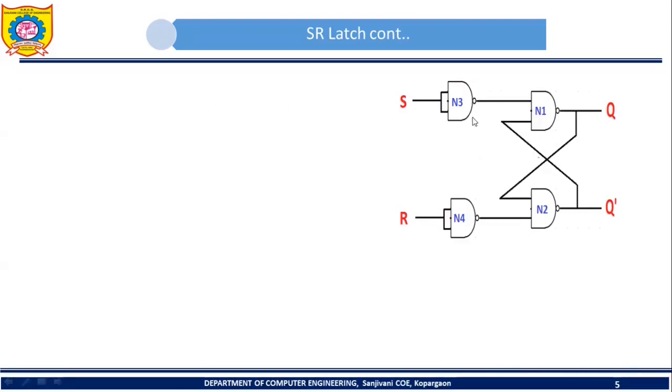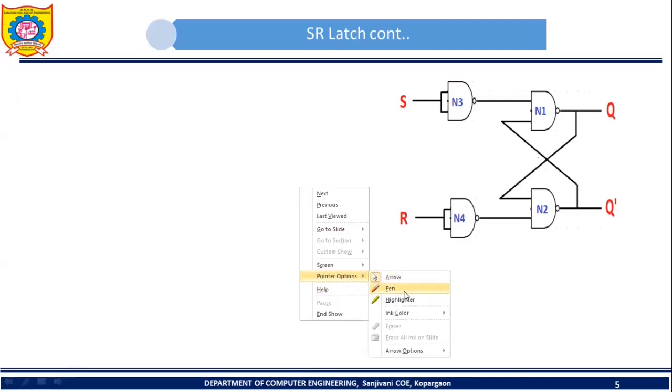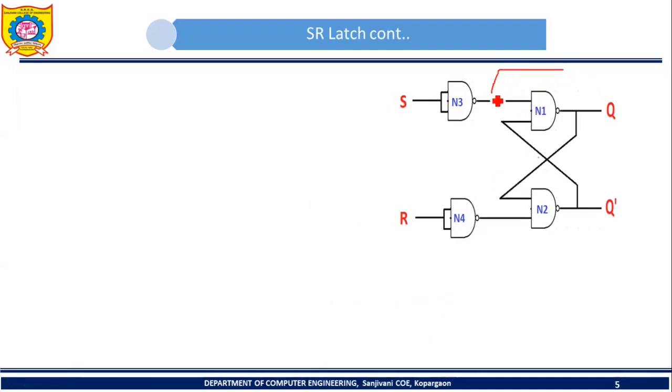Now let's do analysis of SR latch. In this circuit, please try to understand that NAND gate N1 and NAND gate N2 will act as a 1-bit memory cell. So by using these two NAND gates, it is possible to store either 1 or 0. And by using NAND gate N3 and NAND gate N4, we can store either 1 or 0 in this particular memory cell. How it is possible, that we are going to see.